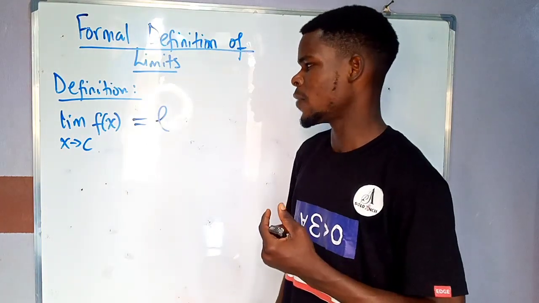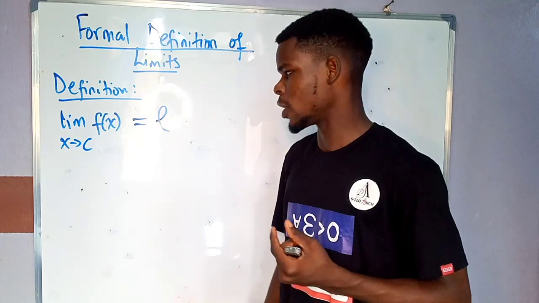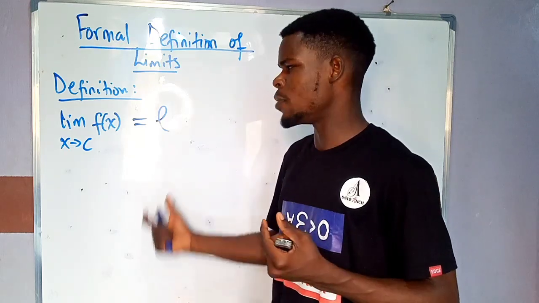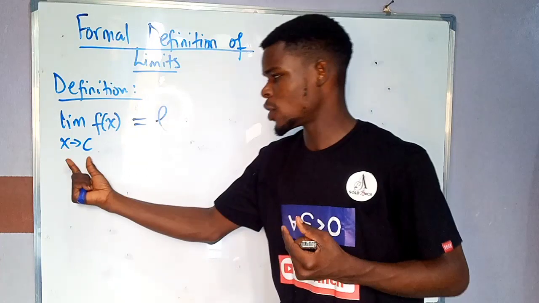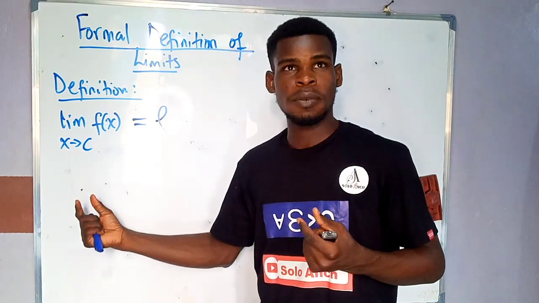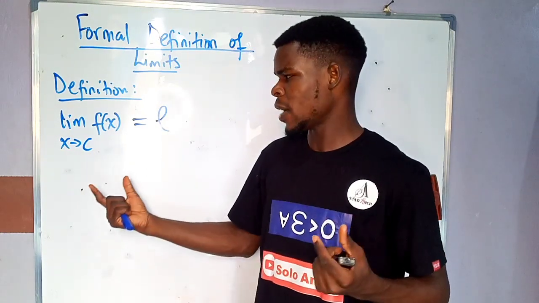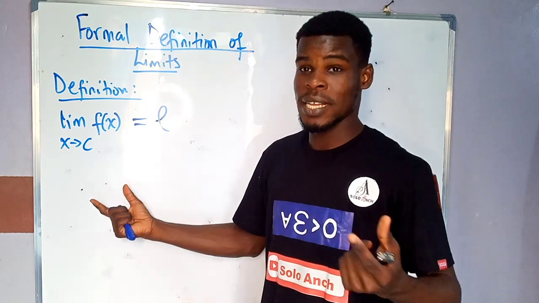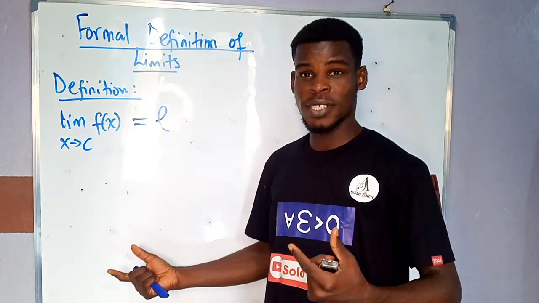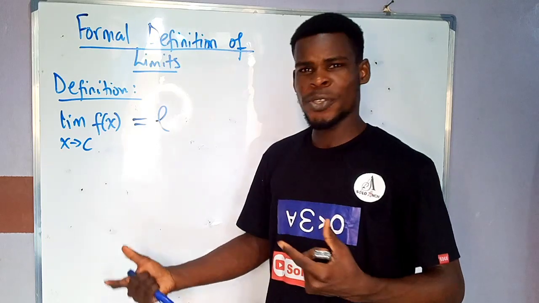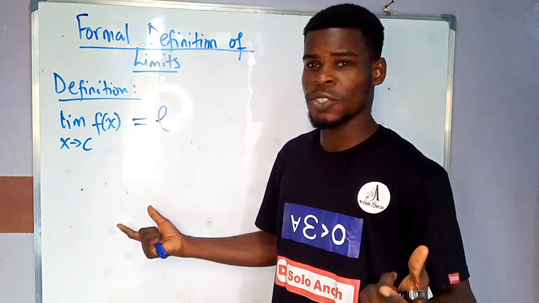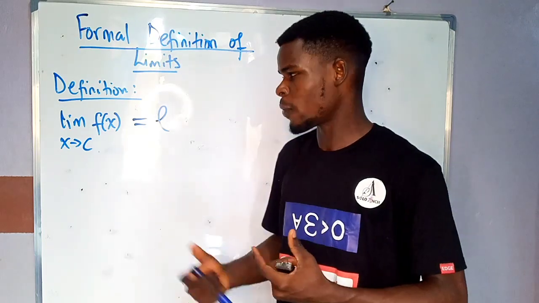So that definition is informal, because when we use words such as arbitrarily close to L, sufficiently close to c, we may be asked, or we may be forced to ask, whoever is teaching us, or if you are the one saying it, you may be asked, when you say arbitrarily close, how much? What do you mean? How close? Sufficiently close. How close?